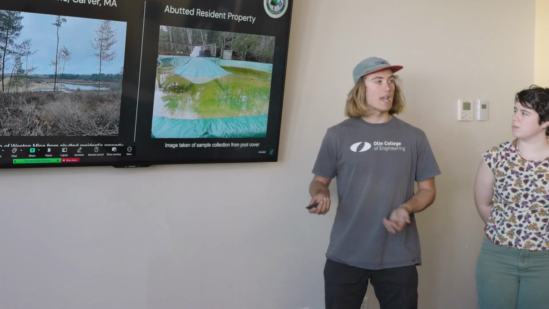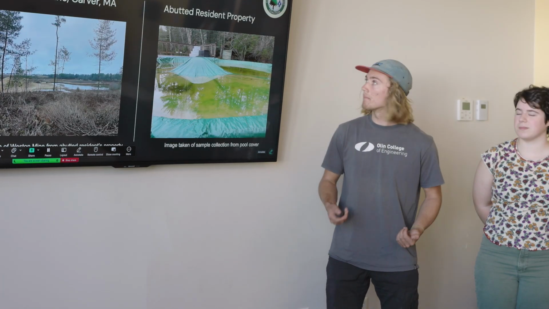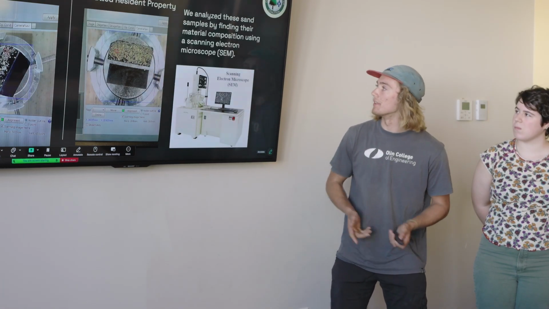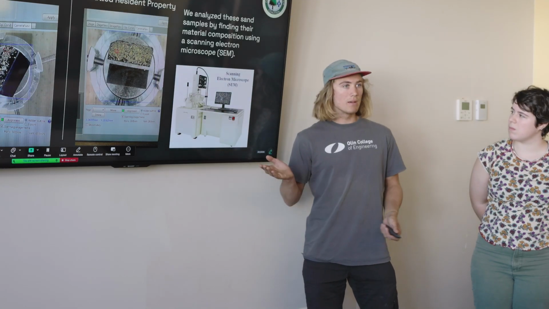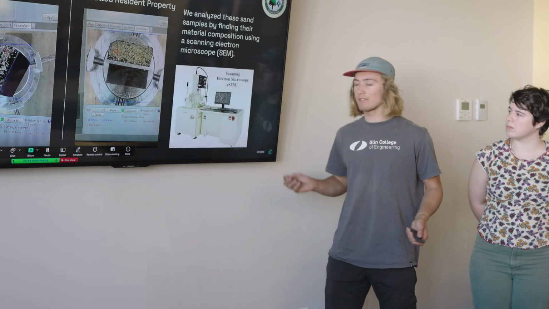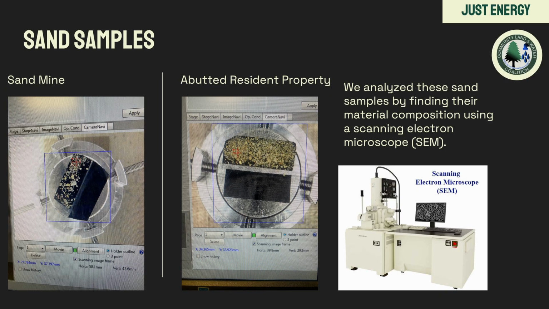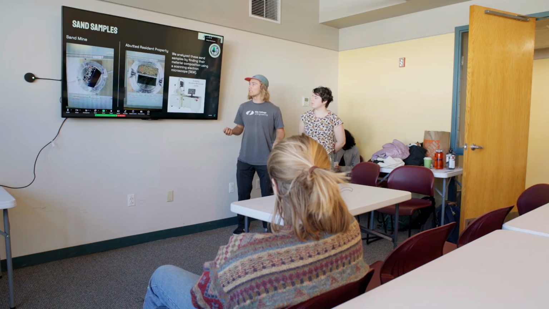So we can actually analyze the samples in our school and look at them. That's mainly done using this microscope, which is called a scanning electron microscope. It can magnify things more than an optical zoom by shooting little electrons at a material. We use this to look at sand samples, mainly trying to identify potential air quality risks and concerns, which is mainly really small particulate matter in these sand samples.